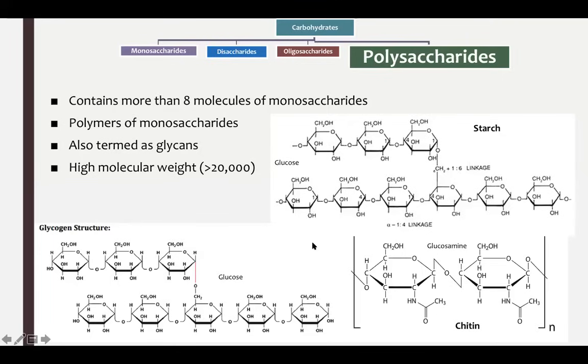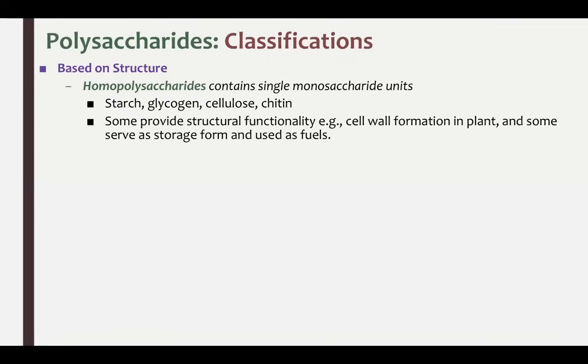Okay, so we'll next come to the classification of polysaccharides. Based on the structure, polysaccharides can be classified into 2 groups. One is the homopolysaccharide and one is the heteropolysaccharide. In the homopolysaccharide, homo means the same types.